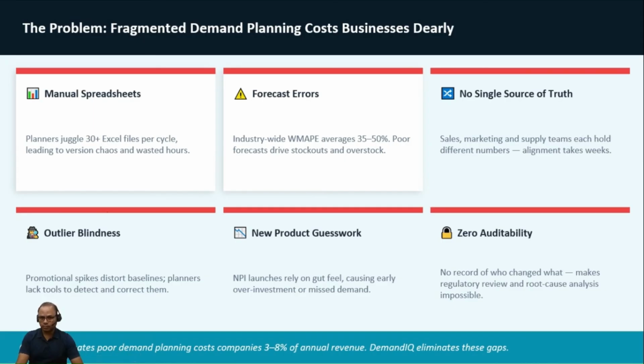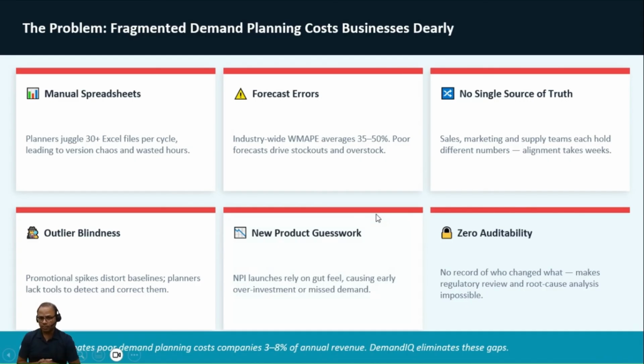No single source of truth. Sales has a number, marketing has a number, supply planning has a number. Getting them to agree can take weeks of meetings, time which the business does not have. Outlier blindness. A promotional spike or a data entry error in 1 month can distort your entire statistical baseline for the next 12 months if nobody catches it.